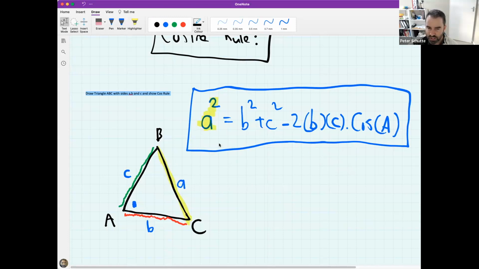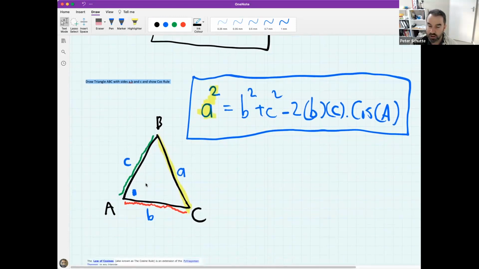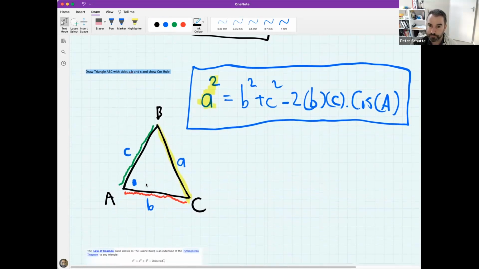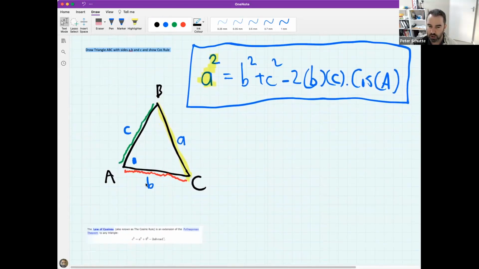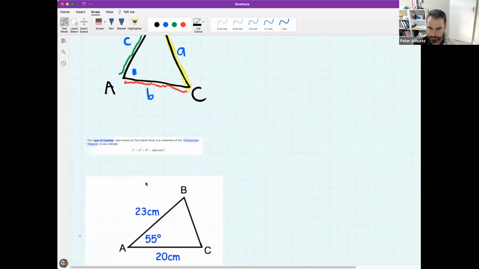You don't have to know how to use it yet, just that you understand that if I've got two sides and an included angle, there's a formula I can use to get the third side. That's all I want to kind of establish. And then I'm going to take it out and use it, and if you don't understand yet, I'm totally not worried. I'm going to show you how to use it.